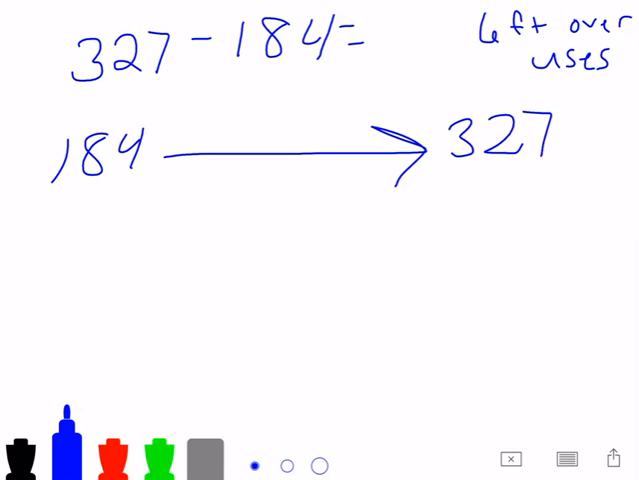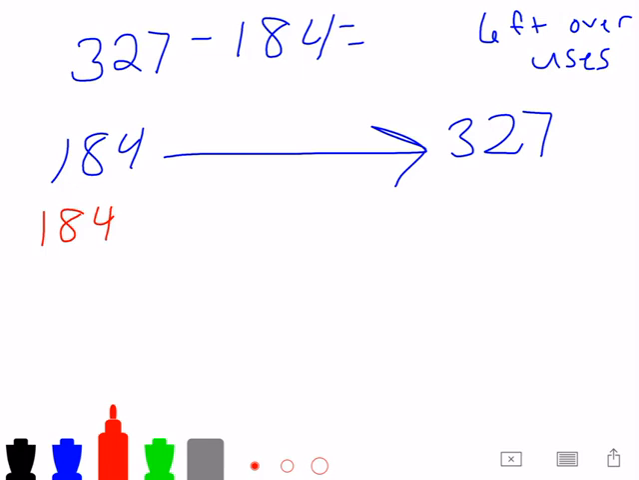Now this is probably the best strategy for this problem, because if you use the removal strategy, you're going to get to a point where you are going to have to do some regrouping. So let's try using the differencing strategy to solve this problem. If I'm starting with 184, I want to add something to 184 that's going to get me pretty close to 327 without going over.